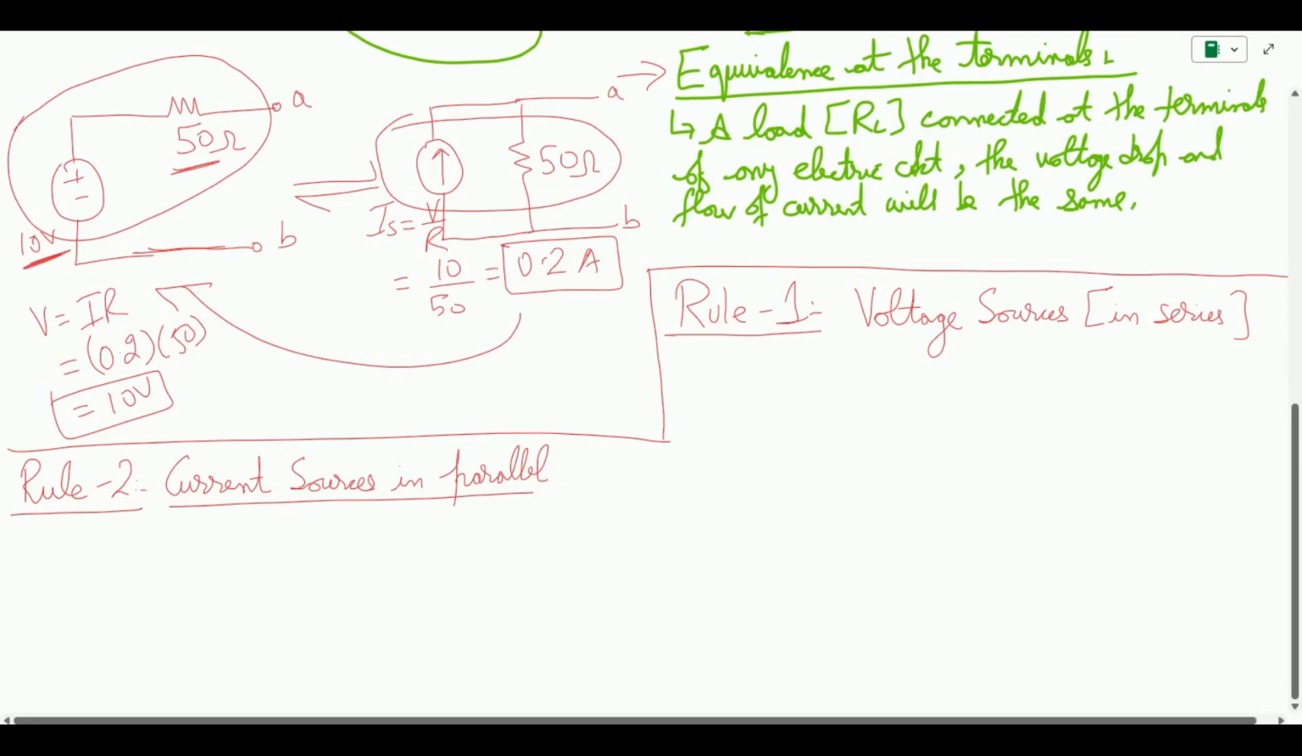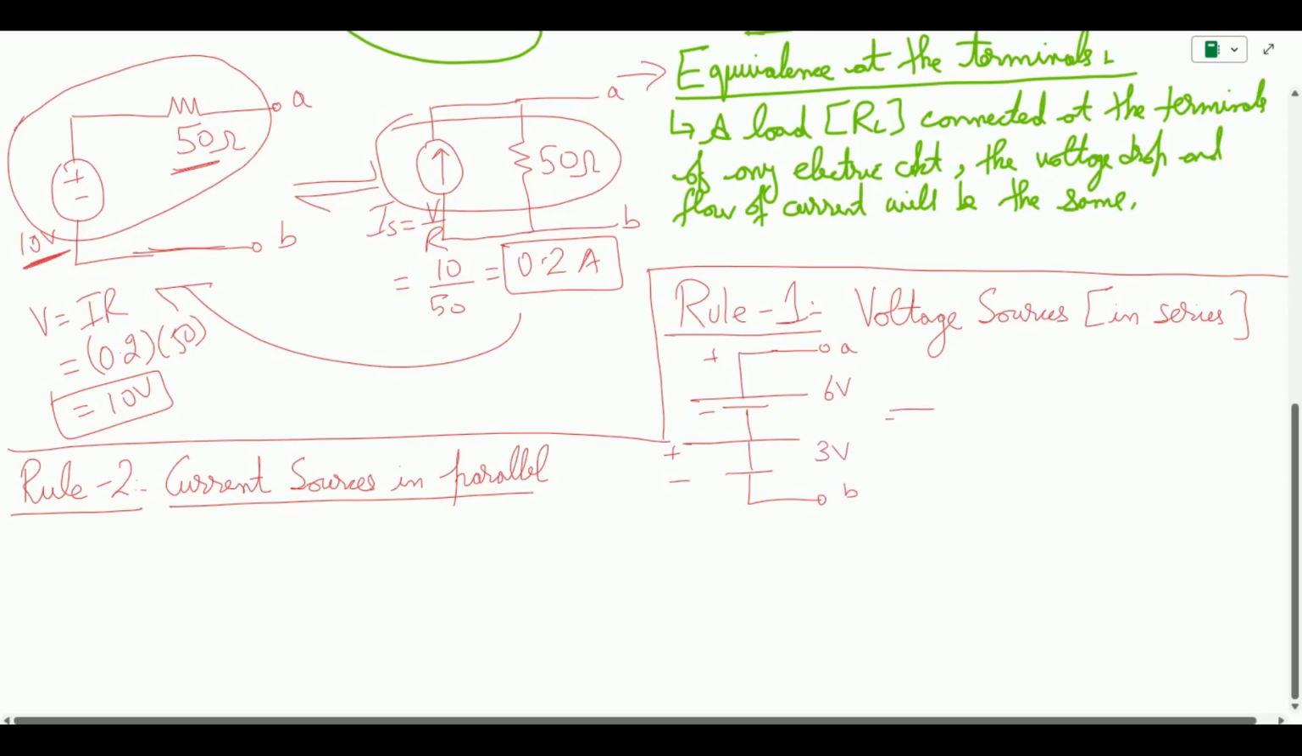So let us say I have this configuration, I have a voltage source, all connected to terminals A and B. This is plus minus, this is plus minus, this is, let's say, 6 volts, this is 3 volts.